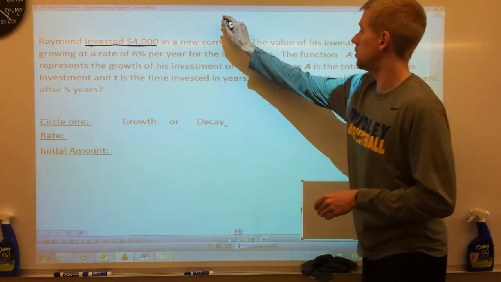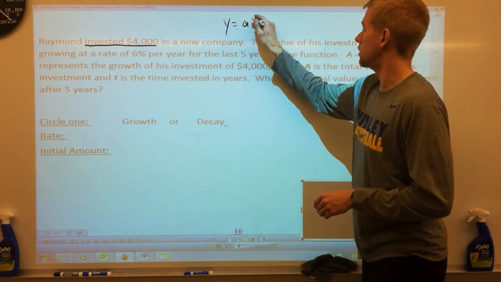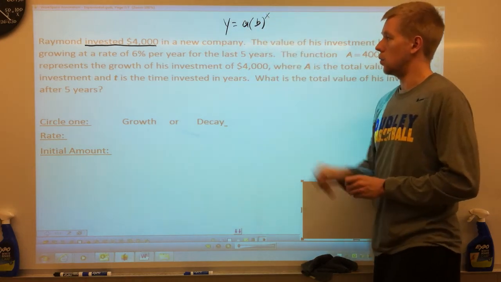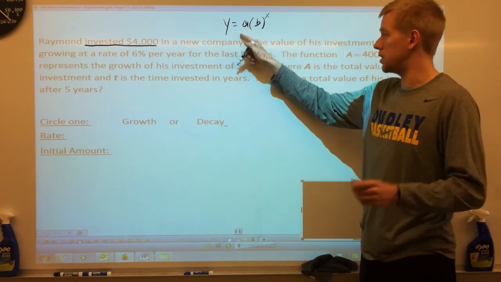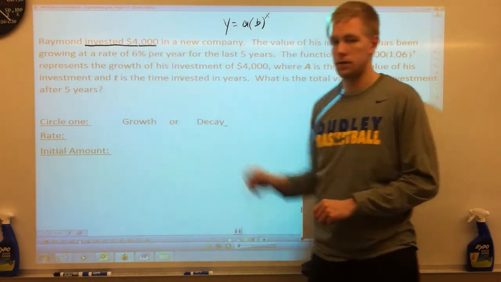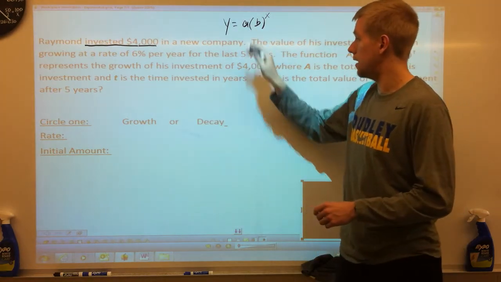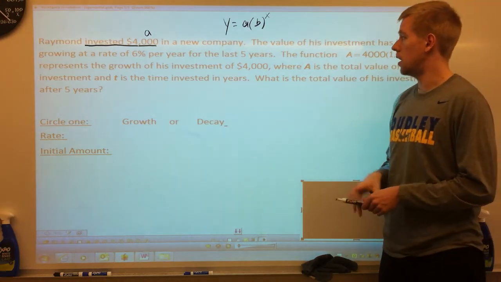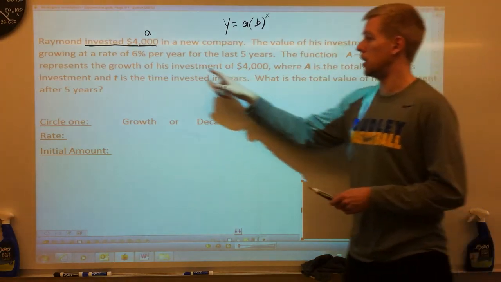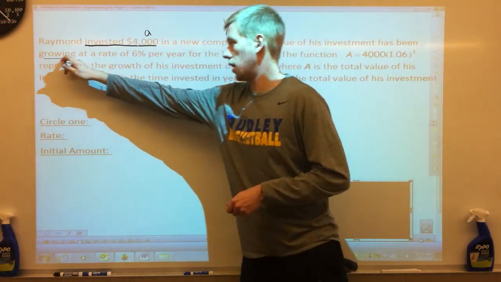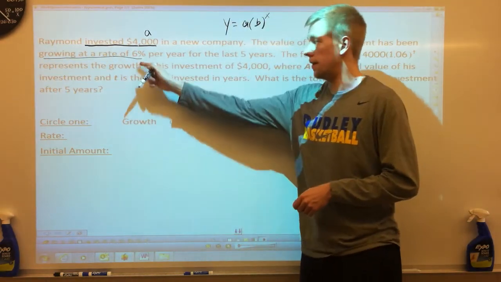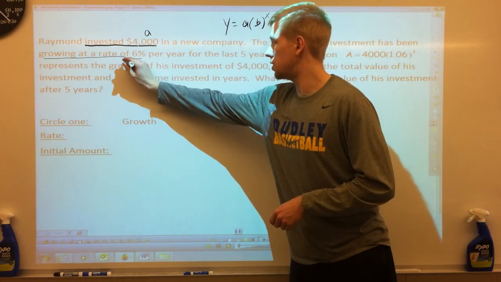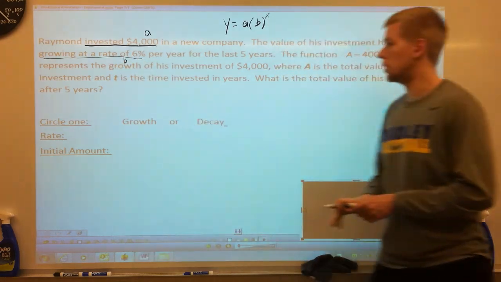Now, back to my original exponential function, I have y equal to a times b raised to the x. We said a is the investment amount or the initial value. Well, it just told me he invested $4,000. So I already know this a value, this is a lowercase a, is going to be 4,000. The value of his investment has been growing. They just told me, is it growth or decay? At a rate, and they told me the rate. So I know my b value. I would simply have to change my b to a decimal.